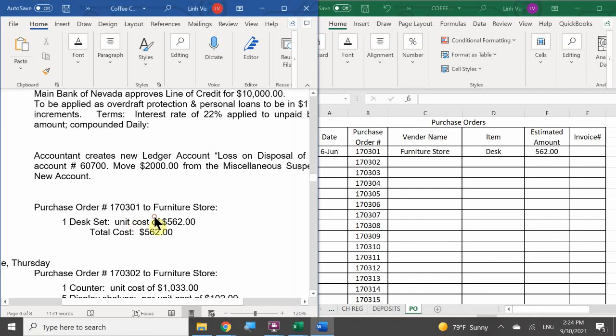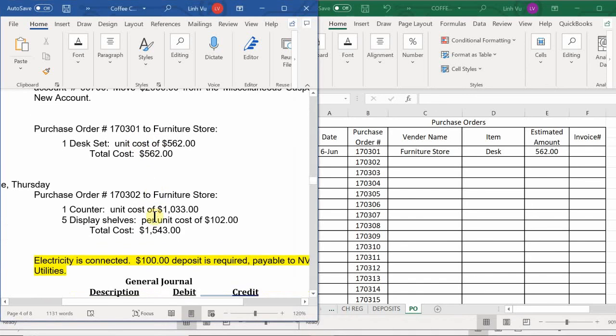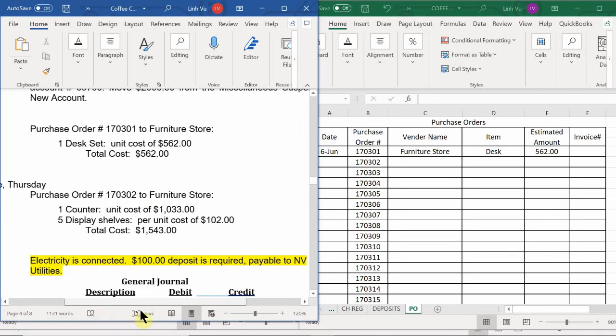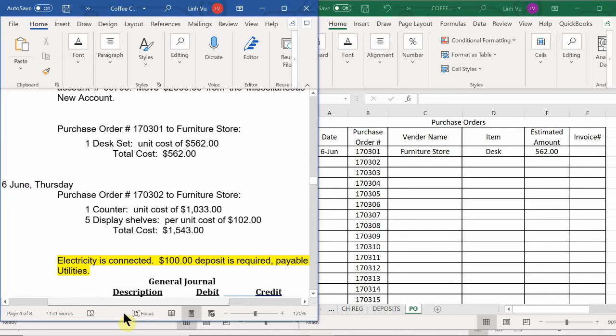So that's the first thing there. We got our first purchase order. So let's see what happened next. We did another one, right? On the same day, we did another purchase order where we are buying something else. So maybe the first time around, I bought a desk and I was like, oh, wait, I should have ordered another item from the furniture store. So in this case, we bought a counter and we bought 15 display shelves.